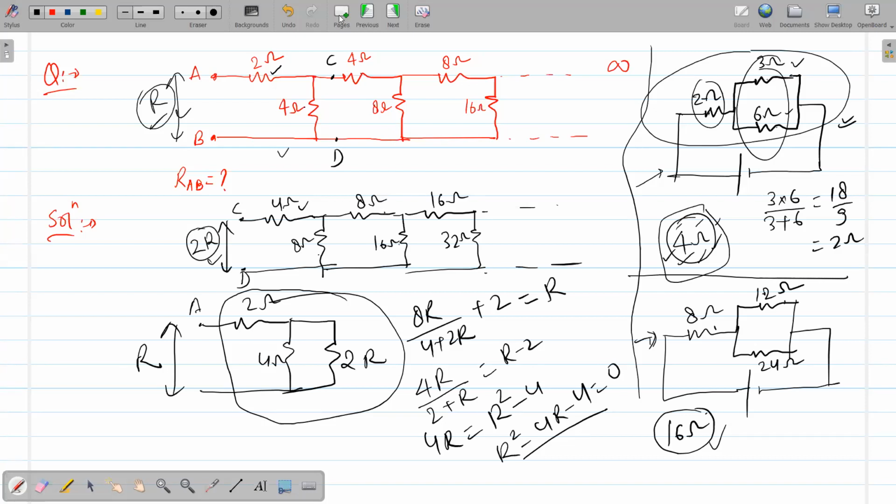Now students, this was about ladder circuits, right? So now the equivalent resistance part is complete. And now let's talk about some electrical instruments. Only this part is left in this chapter. Which part? Electrical instruments.